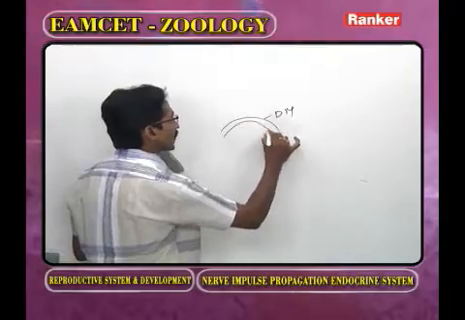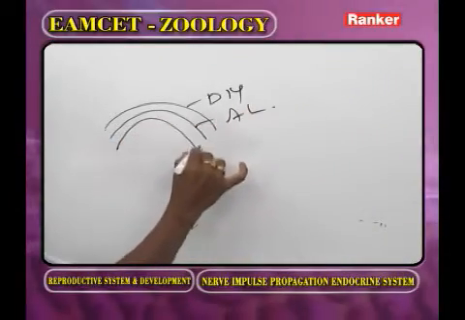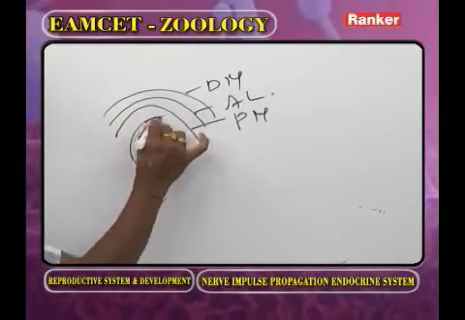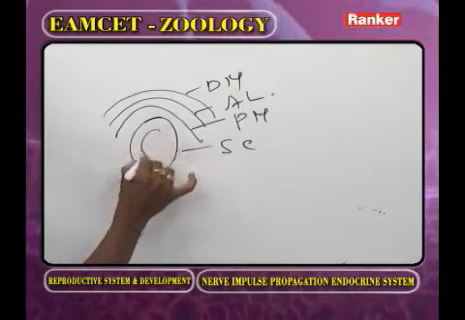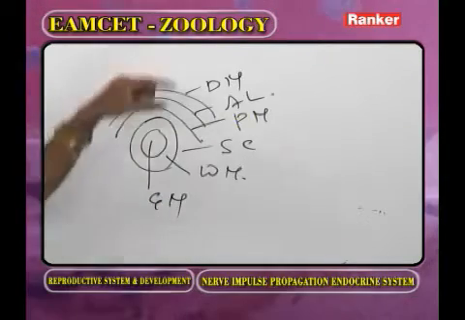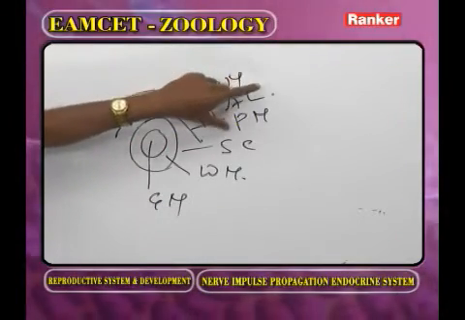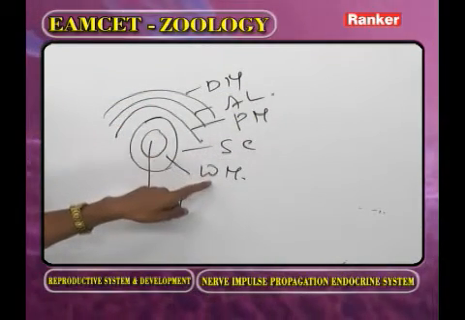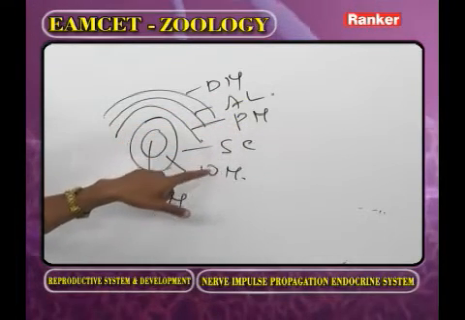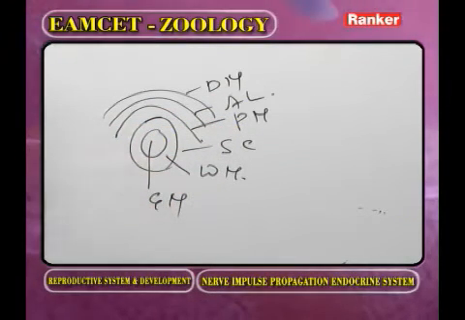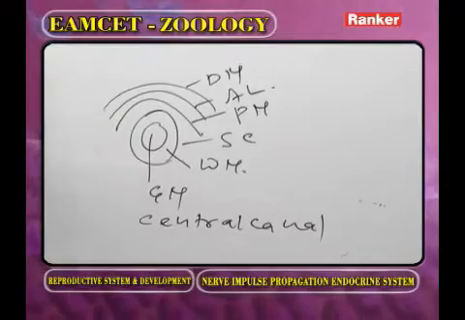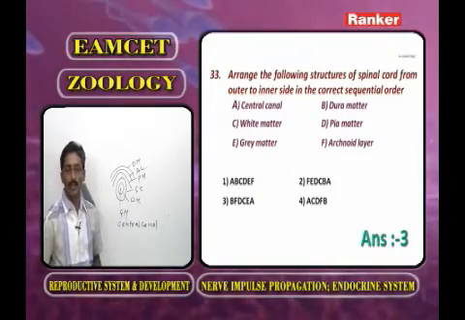The dura mater is followed by the arachnoid layer, and this is followed by the pia mater, and this one we call the spinal cord. In the spinal cord, what is the first matter? That we call white matter, and this one we call gray matter. Dura mater, arachnoid layer, pia mater, white matter, gray matter, and gray matter followed by the central canal. Now based on this information, the answer is the third one. Now we go for the next question.